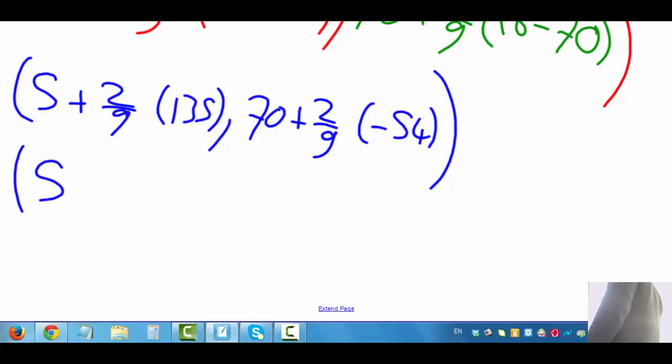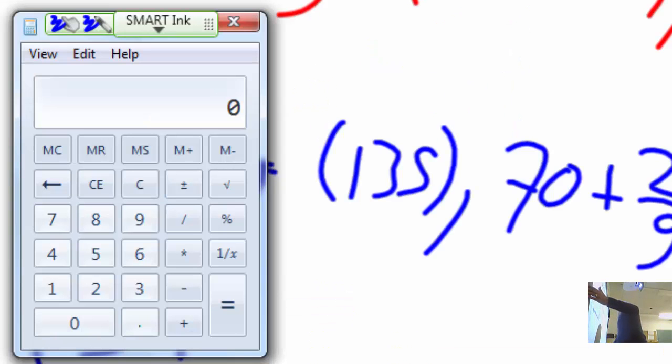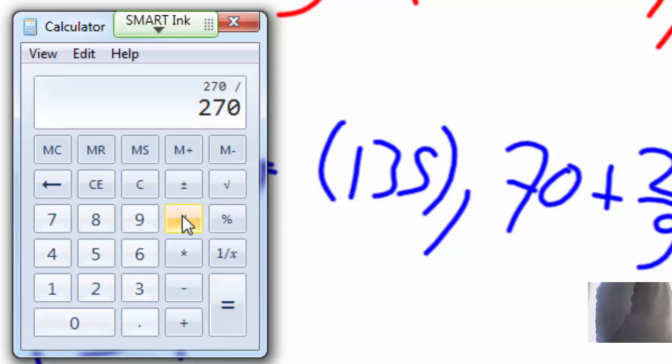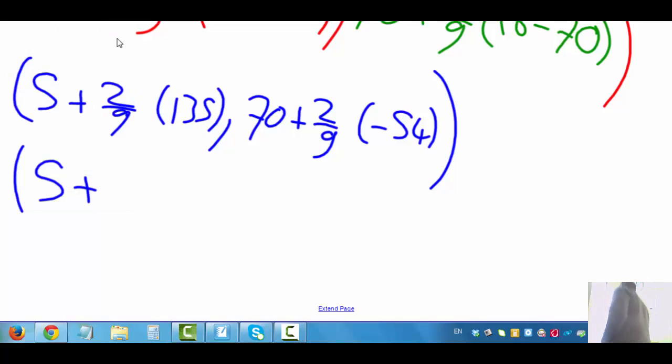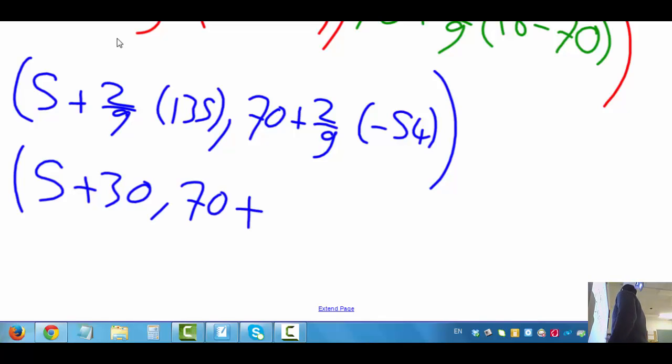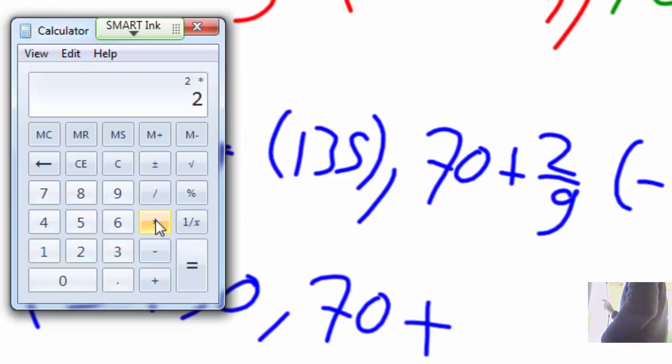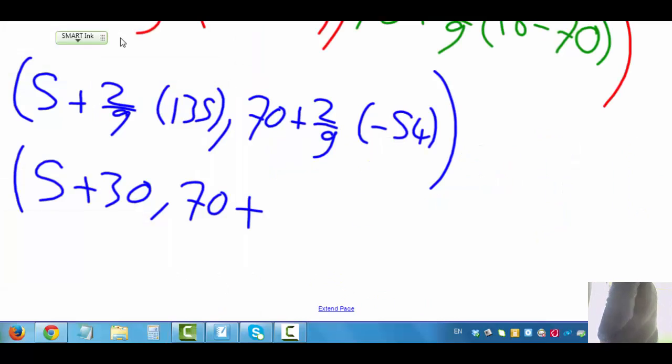So I'm going to keep 5 the same, plus, and now let's do 2 times 135 divided by 9. 2 times 135 equals that, divided by 9 equals 30. So this part is 30, comma 70 plus, what is 2 times minus 54 divided by 9? Let's go do that. 2 times 54, which is negative, equals that number, divided by 9 gives me minus 12. So I'm going to write down minus 12 here.